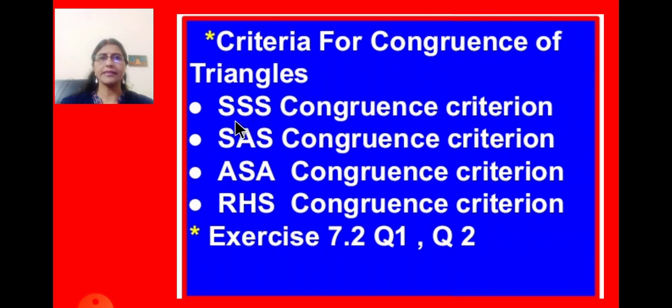In that we will understand SSS congruence criterion, then SAS congruence criterion, ASA congruence criterion, RHS congruence criterion, and then we will do two questions from exercise 7.2.